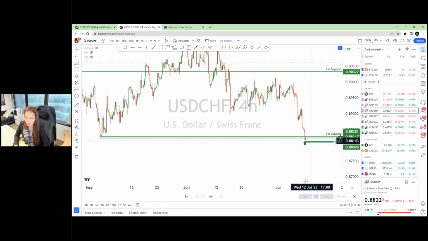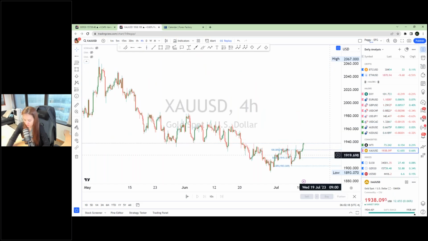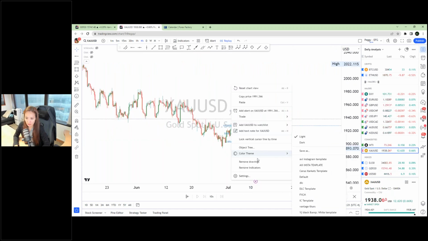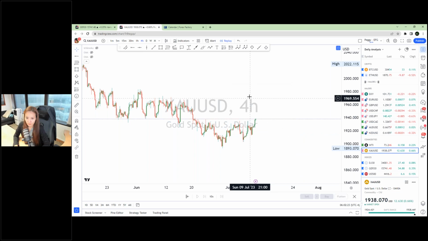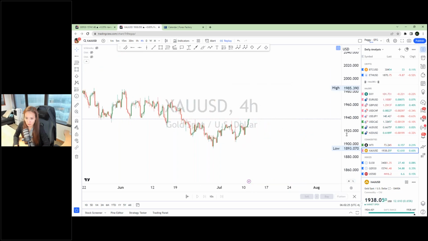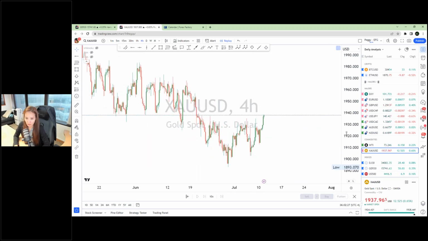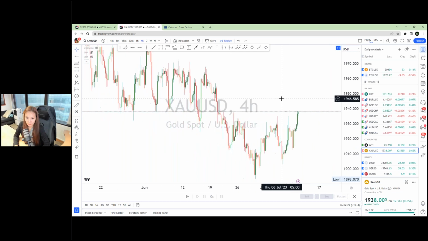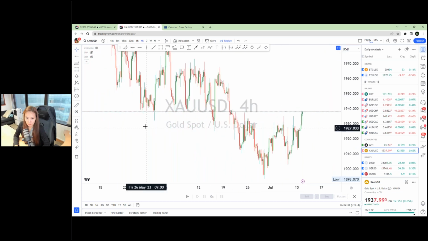For example, here, let's go to gold. Okay, now gold is on fire. First, you draw your support and resistance in H4. Okay, this is your resistance.